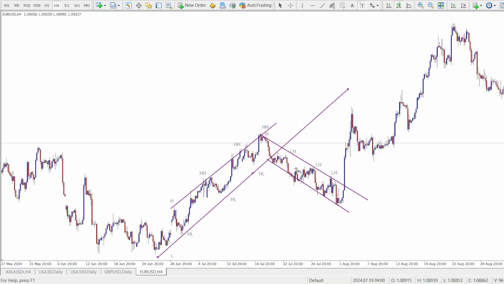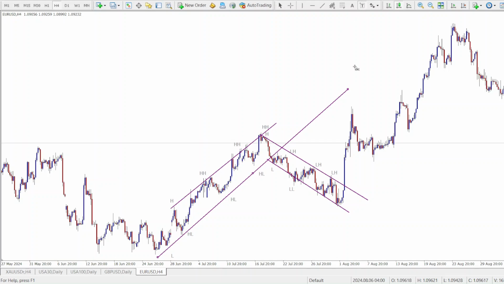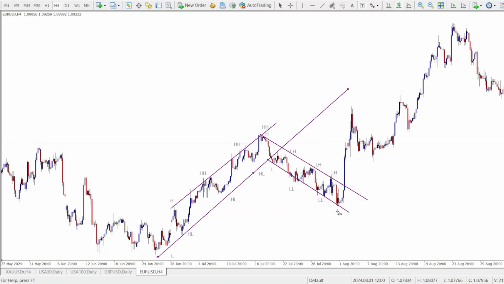And then here we had a low, okay? And then we had a lower low, right? Hope it's very easy to understand. Then here we had another lower low, and then here we had another lower low. Okay, so basically this is an uptrend which is signified by higher highs and higher lows, and then this is a downtrend signified by lower highs and lower lows.